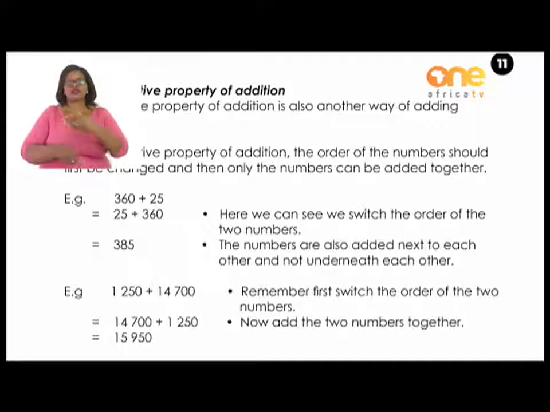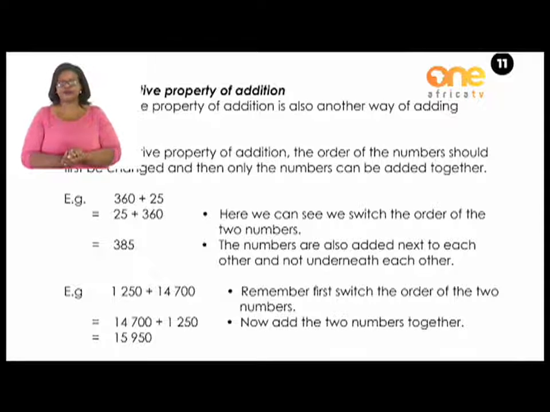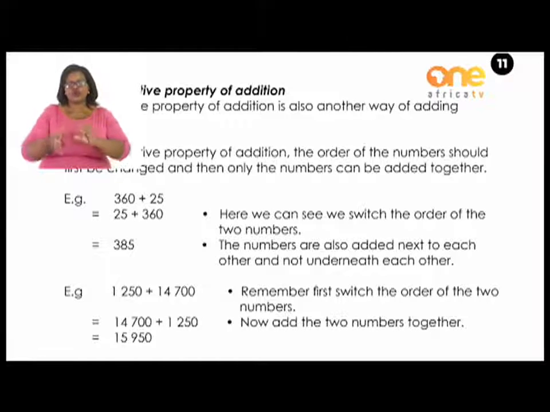Now let's see, what is the commutative property of addition? In the commutative property of addition, the order of the numbers should be changed first, and then only can the numbers be added together. Now let's go to an example.